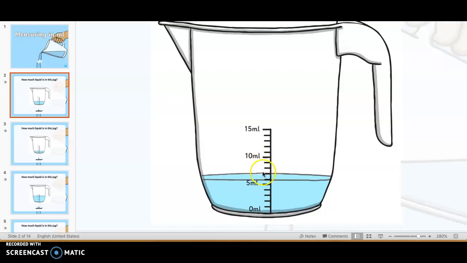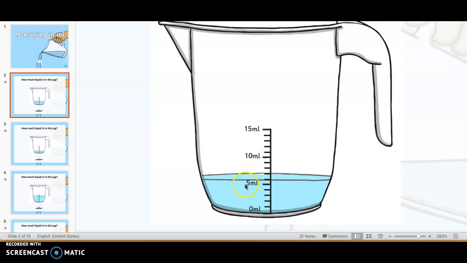Now what you want to do is look at the number of divisions there are between these two known measurements. So there's 1, 2, 3, 4, 5. Now you get the difference here, which you worked out was 5 milliliters, and you divide that by the number of divisions, which is 5. So 5 divided by 5 is 1 milliliter. That means that each of these little divisions is 1 milliliter.